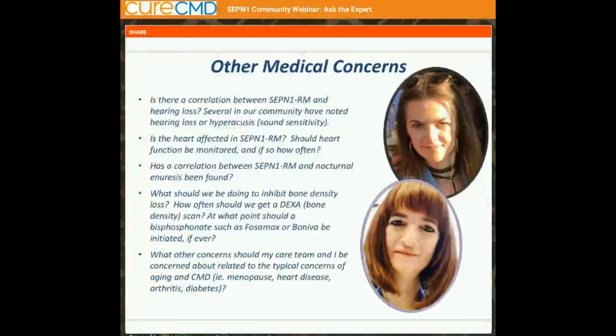Is the heart affected in SEPN1, and should heart function be monitored? If so, how often and in what way? So the heart tissue is not affected in SEPN1-related myopathy, although it is a muscle, and SEPN1 is expressed in the heart muscle. The heart muscle functions well. The only heart concern that we have seen is a consequence of the respiratory failure. When the lungs are not working well, your right ventricle has to pump against increased resistance. This can have an impact on the function and the size of the right ventricle. Usually this is reversible, and when the respiratory failure is well taken care of, this goes back to normal. But we haven't seen a primary heart disease associated with SEPN1-related myopathy.